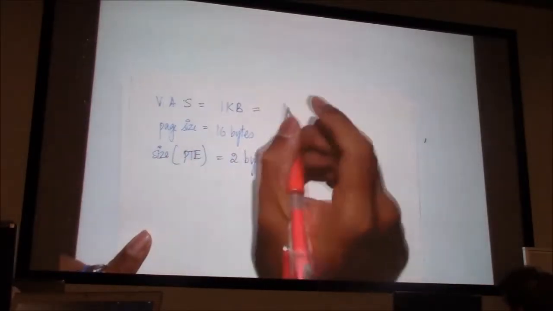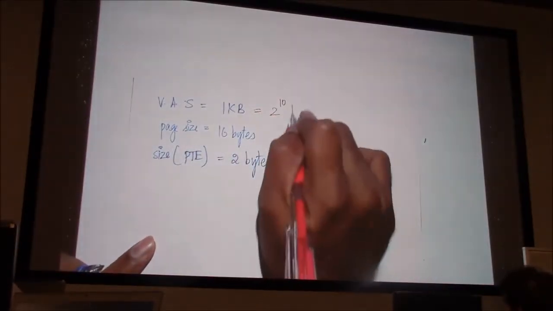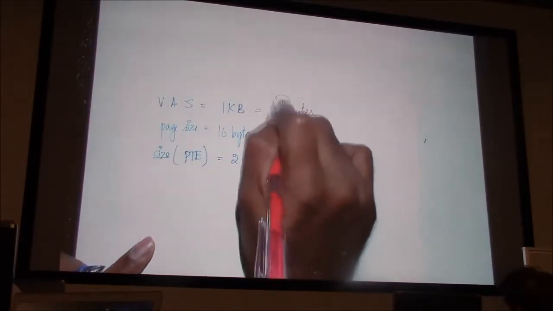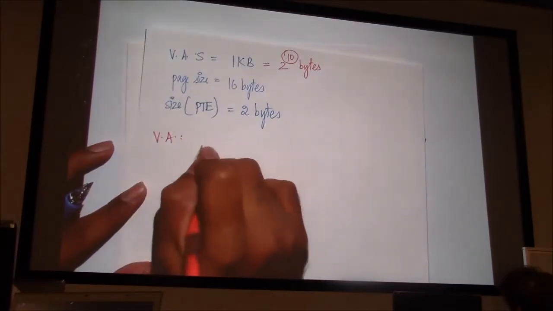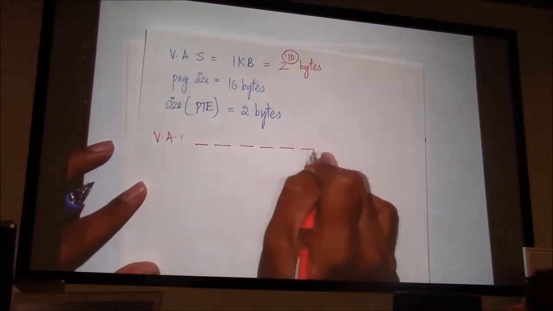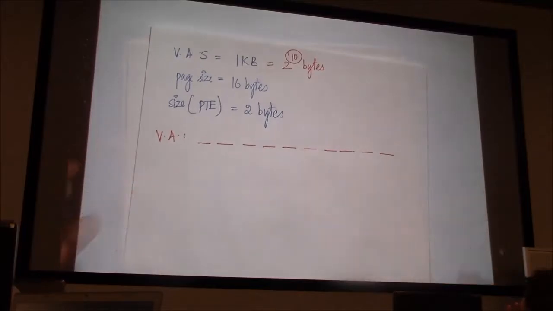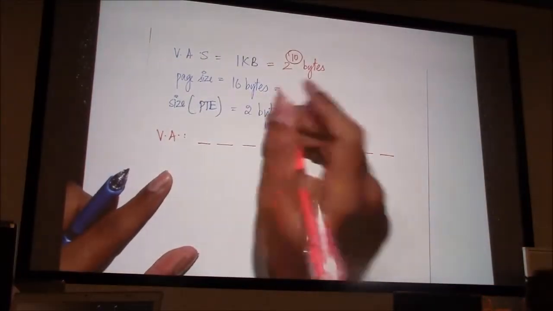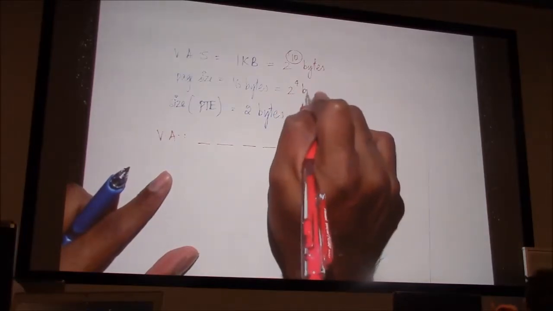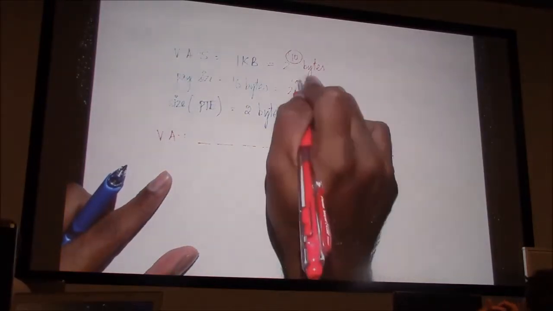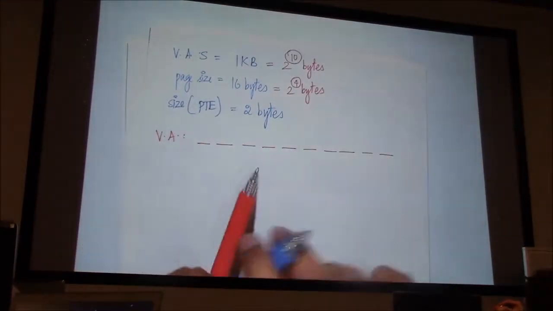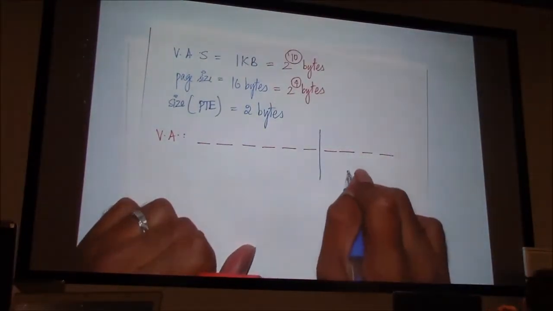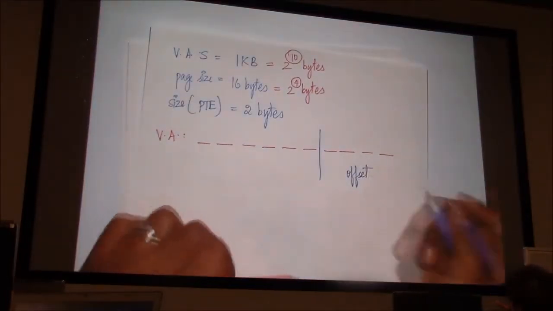First, let's see how many bits we need. We need 2 to the power of 10 bytes, so we need 10 bits. A single virtual address is going to be represented using 10 bits. Now we have a page size of 16 bytes, which is nothing but 2 to the power of 4 bytes. So we need 4 bits for the offset, because from this you will figure out the offset.